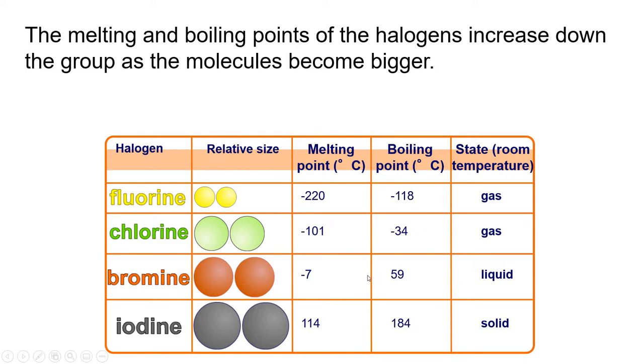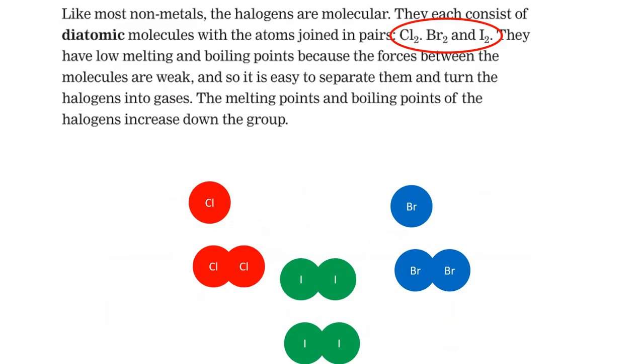Now with bromine, 20 is in between -7 and 59. It falls between the two numbers, so it will have melted, but the temperature's not high enough to boil it yet. It needs to be 59 degrees before it will boil. Then with iodine, both the melting and boiling point are considerably higher than 20 degrees, so it's not hot enough to melt or boil iodine at room temperature, so it's a solid.